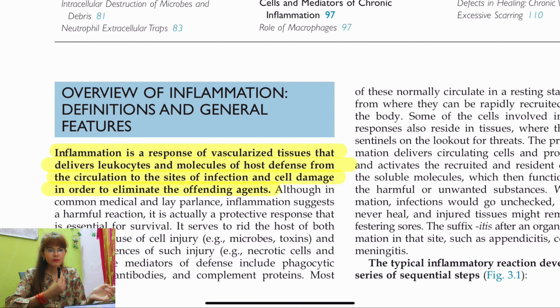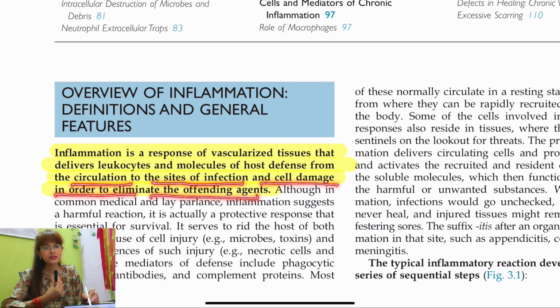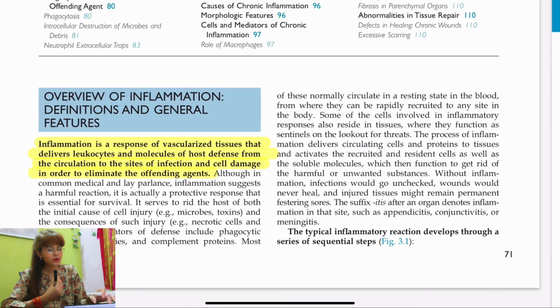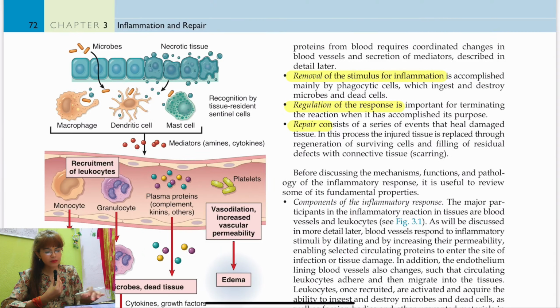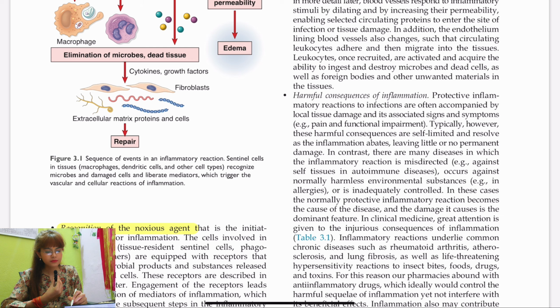So, starting with inflammation and repair, inflammation is a response of the vascularized tissues that delivers leukocytes and molecules of host defense from the circulation to the sites of infection and cell damage in order to eliminate the offending agents. So, what are the sequential steps of inflammation? These are very easy points. I'm going to brush up quickly through them.